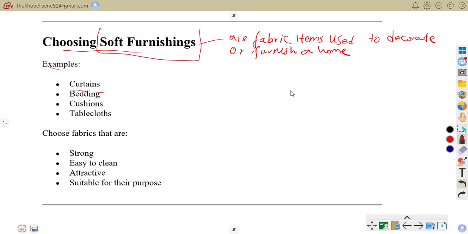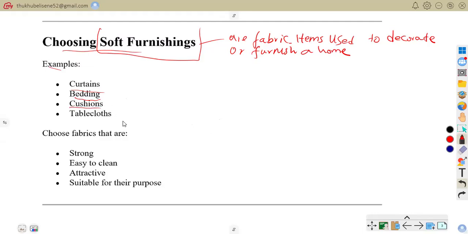Now we have examples of soft furnishings. We have curtains. Curtains are fabric used to cover windows for privacy and decoration. For example, cotton curtains help keep sunlight out of the bedroom. Then we have bedding. Those are items such as sheets, pillowcases, blankets and duvet covers used for sleeping.